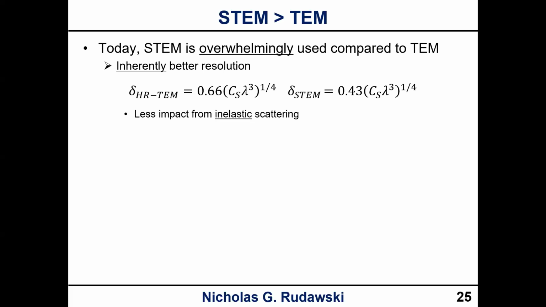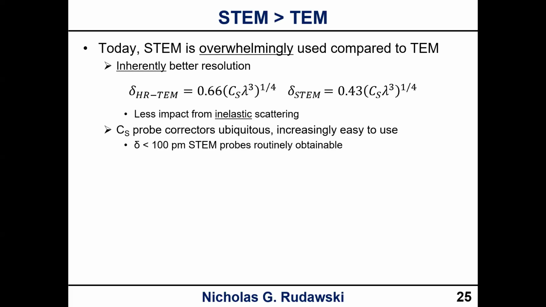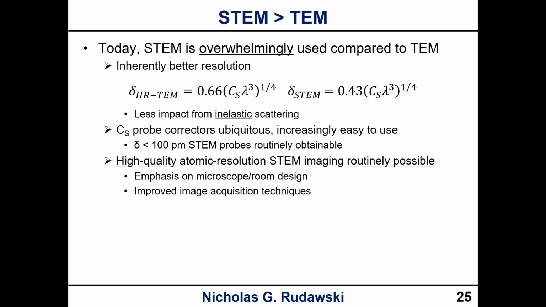So really, the probe being focused on the sample has more of an effect, although not to say that what happens inside the sample is irrelevant, because it is relevant, but it has much less of an effect, because with regular TEM, we'd have to worry about chromatic aberration. We don't really have to deal with that so much in STEM. We now have CS probe correctors that are ubiquitous and very easy to use, or getting easier to use, so we can get sub-angstrom STEM probes routinely now.